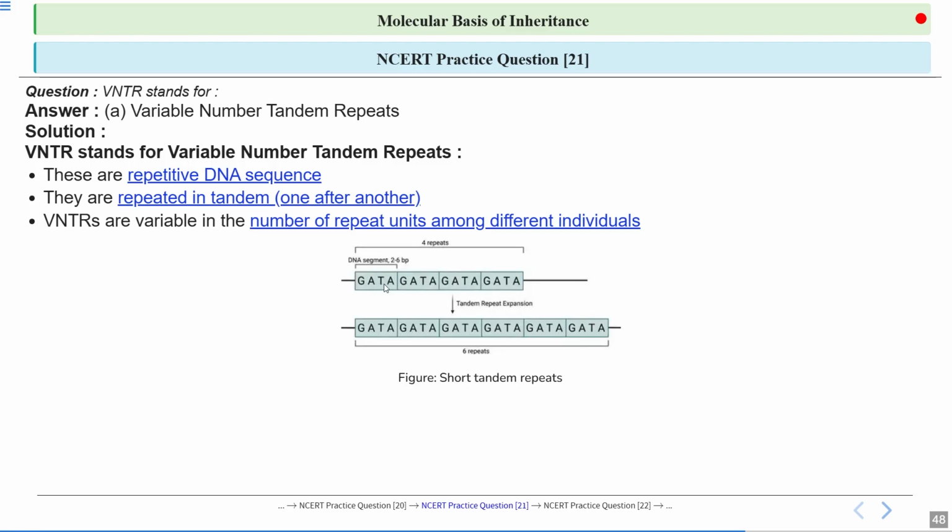See, GATA, this is being repeated multiple times. In one individual there are 4 repeats, in another individual there are 6 repeats.